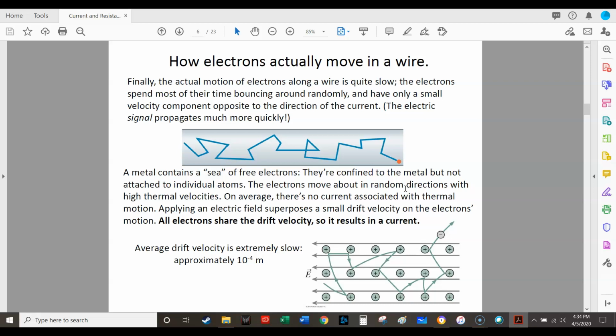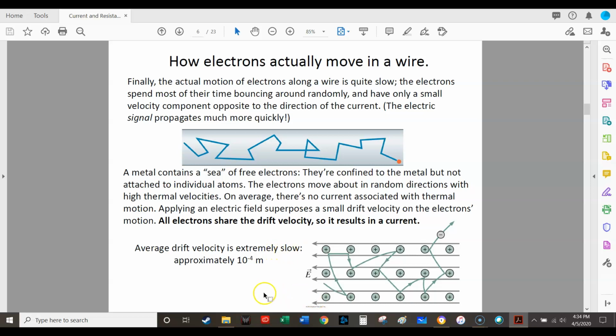Okay. So electrons are in a wire. So here we have a wire, and the electrons are kind of bouncing around in here. Okay. So right here we have electrons. They're kind of bouncing around. They don't just flow in a straight line. And so the drift velocity of the electrons is very slow. On average, it's approximately 10 to the -4 meters per second. So it is extremely slow.